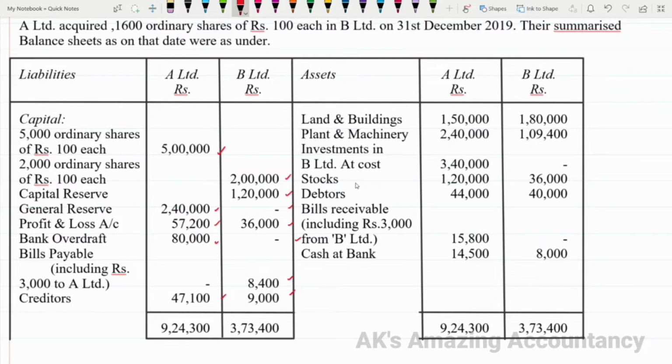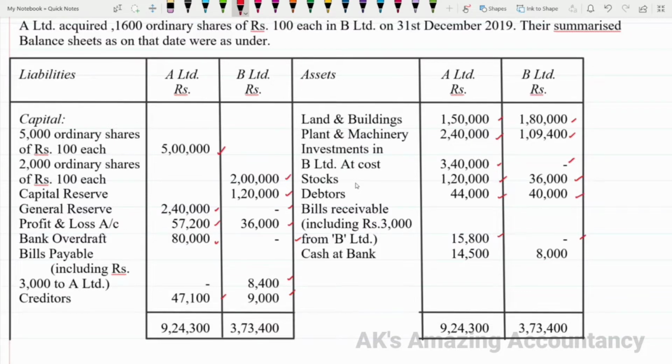On the asset side, land and buildings A Limited 1,50,000, B Limited 1,80,000. Plant and machinery 2,40,000 for A Limited and 1,09,400 for B Limited. Investments in B Limited at cost in A Limited 3,40,000, nil in B Limited. Stocks 1,20,000 for A Limited and 36,000 for B Limited. Debtors 44,000 for A Limited and 40,000 for B Limited. Bills receivable including rupees 3,000 from B Limited. In A Limited's column 15,800, B Limited nil.